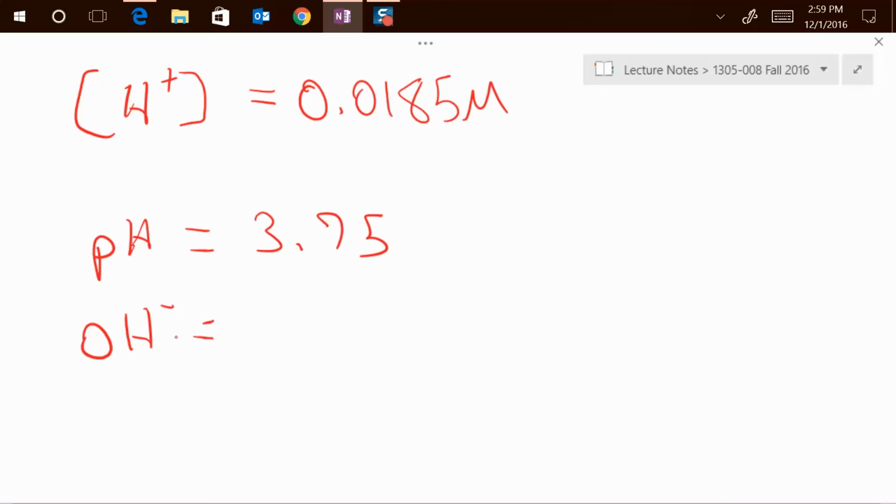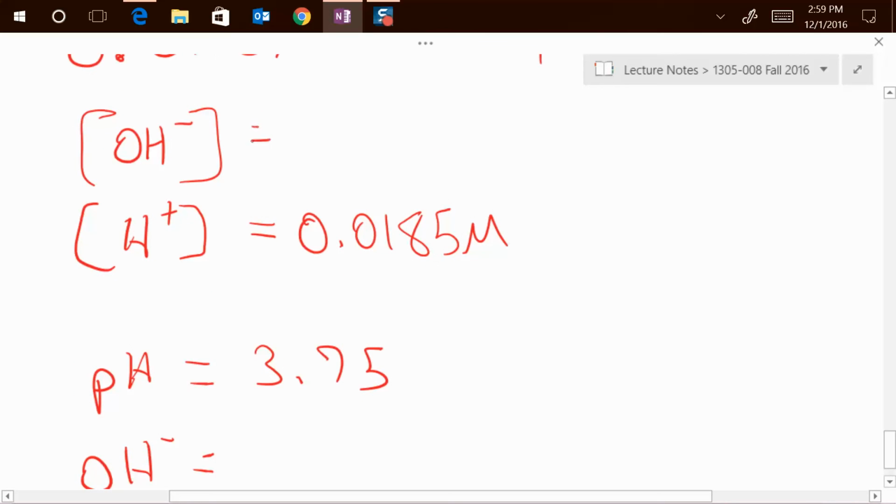Let's go from pH to pOH. Wait, which one are we doing now? This one. So you don't want the answer to the other? What is it? 5.41 times 10 to the negative 13. Okay.